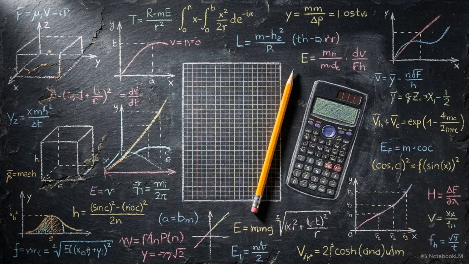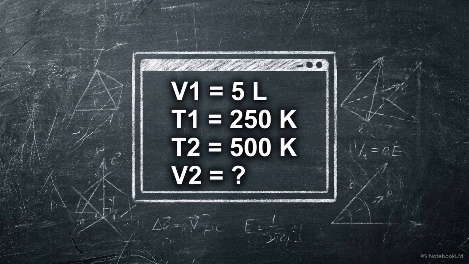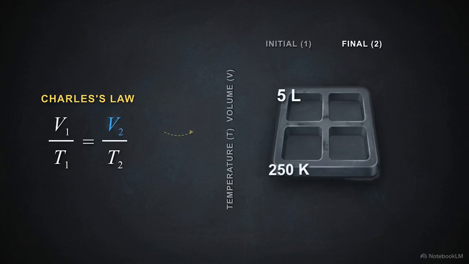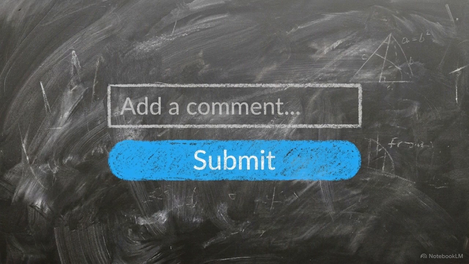Now it's time to put your own skills to the test. A gas has a volume of 5 liters at 250 Kelvin. What is its volume at 500 Kelvin? Use the 4-step framework to lock in your variables and isolate your unknown. Once you have your final volume, drop your answer down in the comments below.